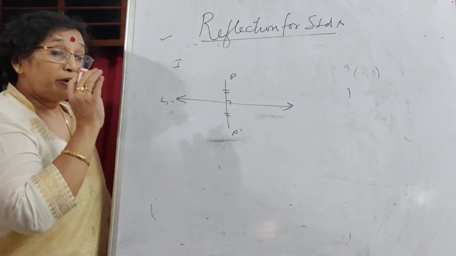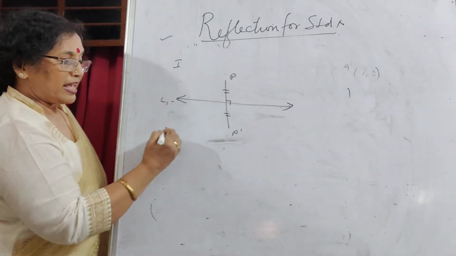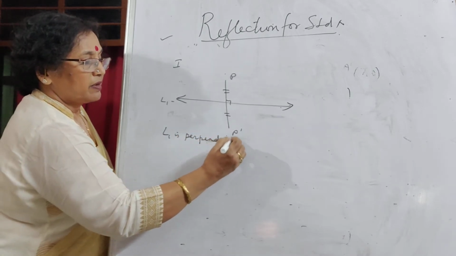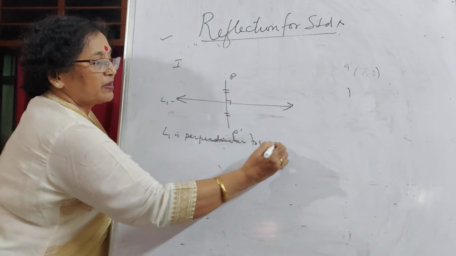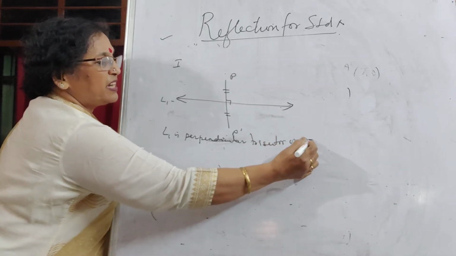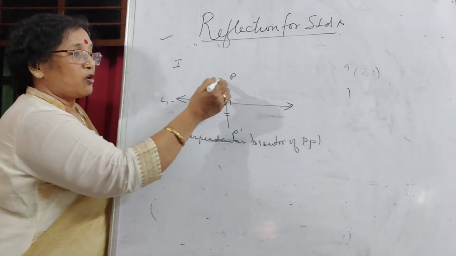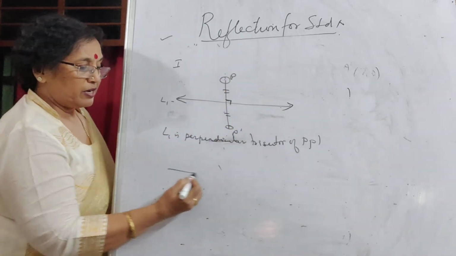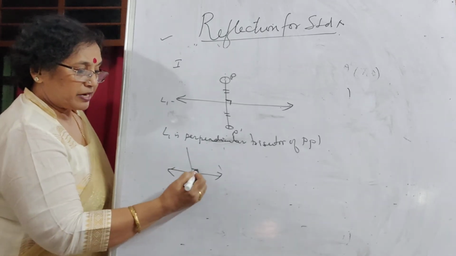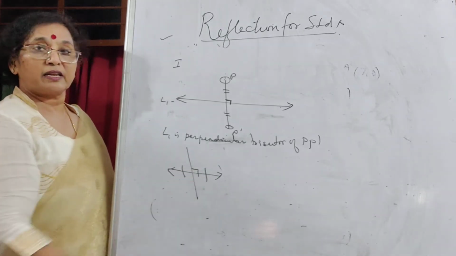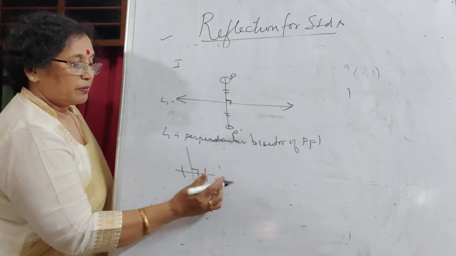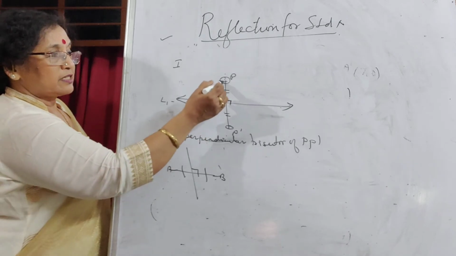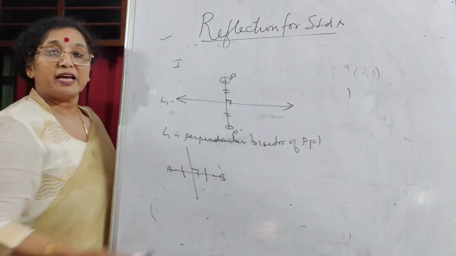You'll see all that. So write down: the mirror line L1 is the perpendicular bisector of PP dash, meaning the line joining the object point and the image point. This distance, and it's perpendicular. You know perpendicular bisector? A line which is perpendicular to the line and also bisects the line. You know the PP dash distance.